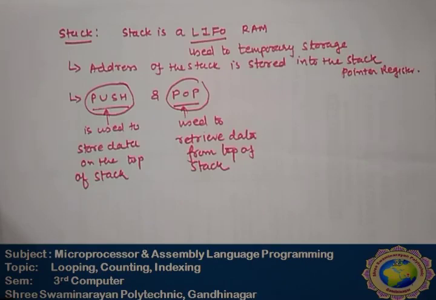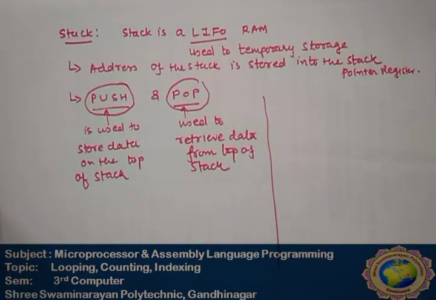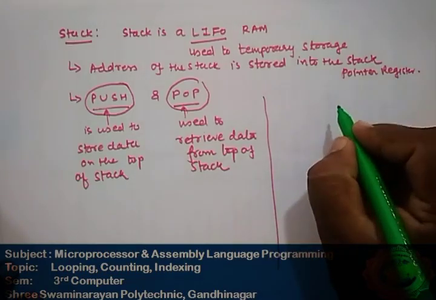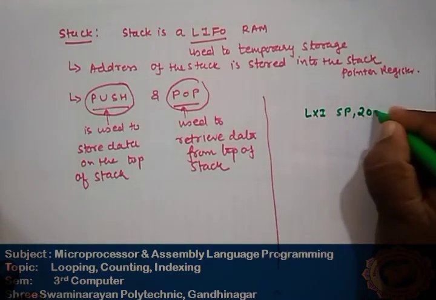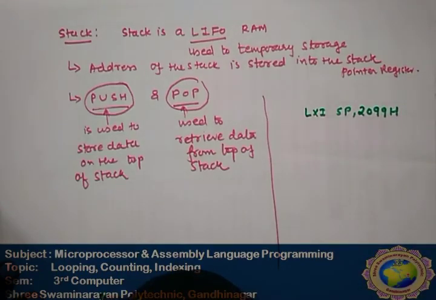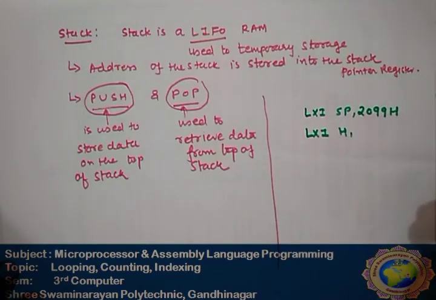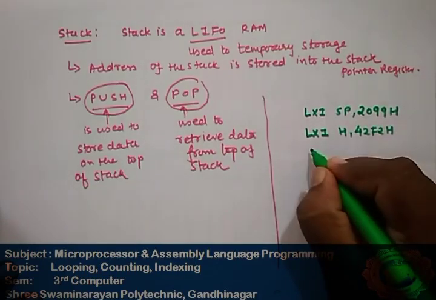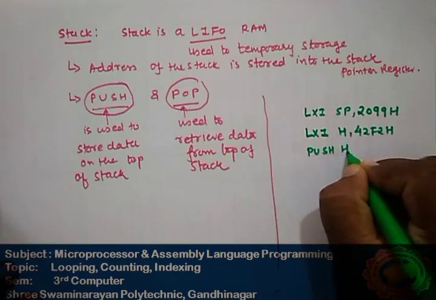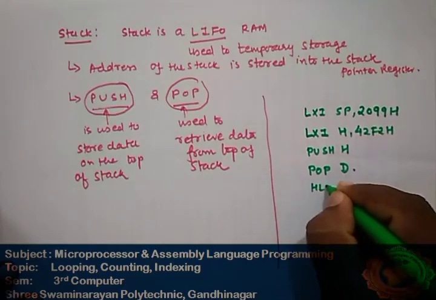Okay, so suppose we study the operation using one example. Suppose I want to add data on the top of the stack. So first I have to initialize the stack pointer from any address. Suppose I use here 299H. Okay, the stack pointer is initialized. Then I have to use the HL pair. From the HL pair, I have to transfer this data on the top of the stack. Then I use push H, and the data is transferred with pop D. Okay, and then HLT. This is one program.